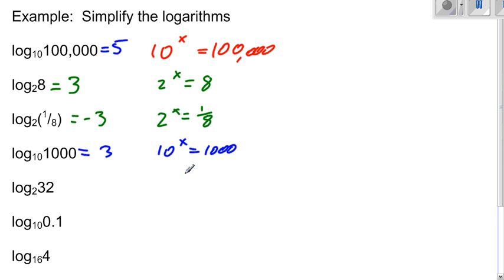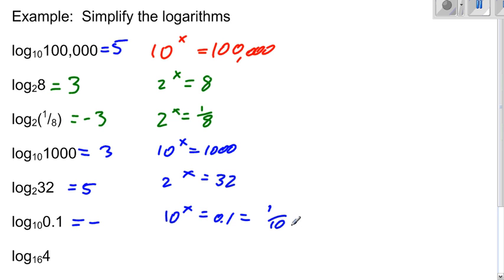Log base 2 of 32, 2 to what power is 32? 2 to the third is 8, so 2 to the fourth would be 16, so 2 to the fifth is 32. Log base 10 of 0.1, 10 to what power is 0.1? That's 1 over 10. So to flip the fraction, that would have to be negative, and it stays at 10, so negative 1.